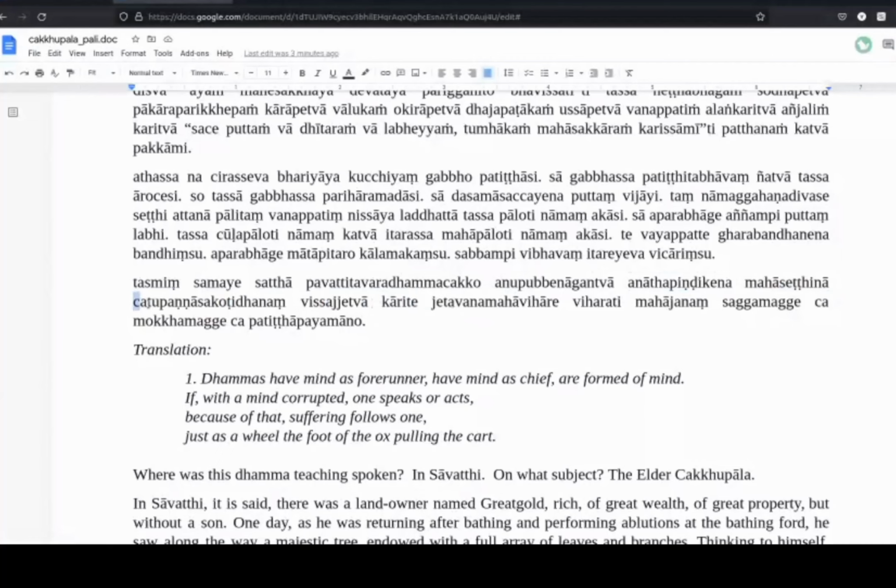Chatupanasa, 54 koti of wealth. Koti is what? 10,000? And 10 million. 10 million? Yeah, okay. Well, a lot. 54 kotis of wealth. Dana means wealth. Wealth to the amount of 54 kotis. Okay?